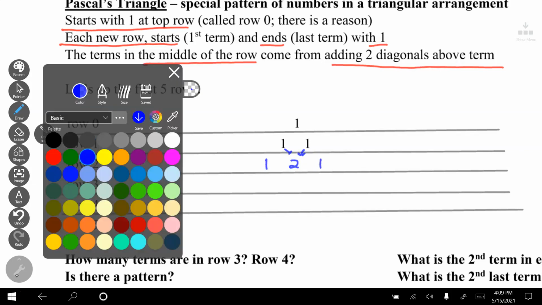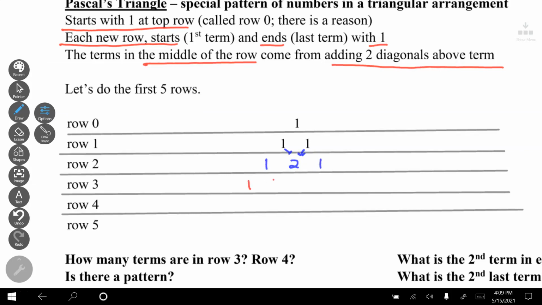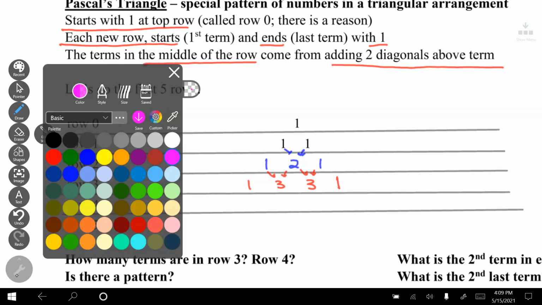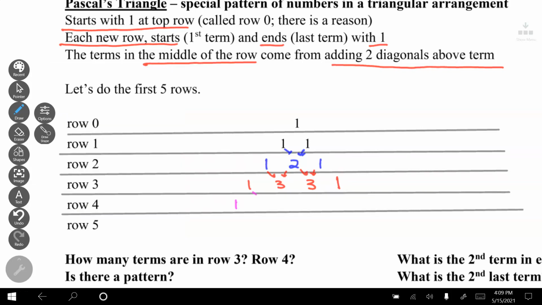Now when I do the next row, I'm going to start with a 1. I'm going to add these two terms, I get a 3. I'm going to add these two terms above it, I get a 3 again. And I end with a 1. Again, I start with a 1. I add these two terms, I get a 4. I add these two terms, I get a 6. I add these two terms, I get a 4. And it ends with a 1.